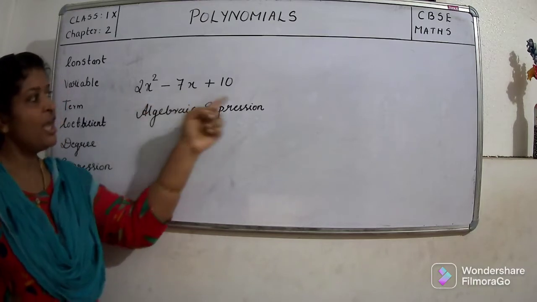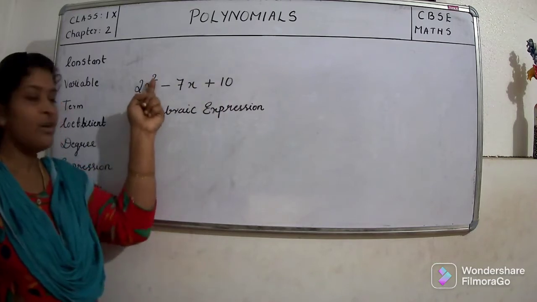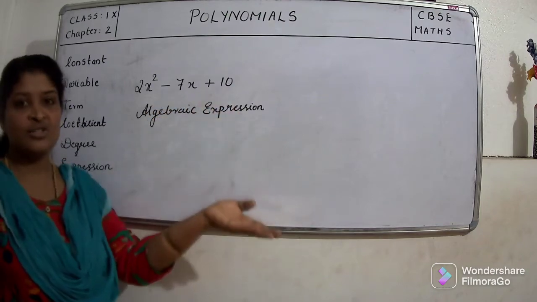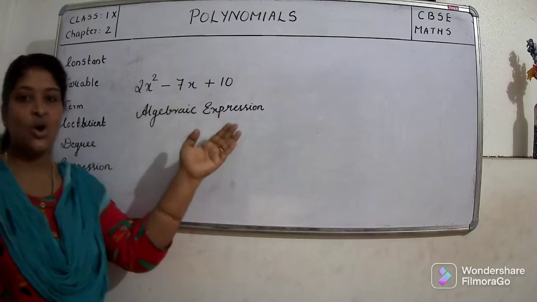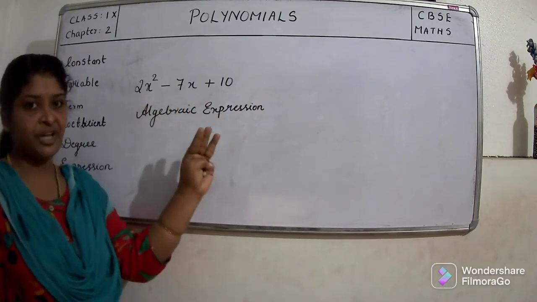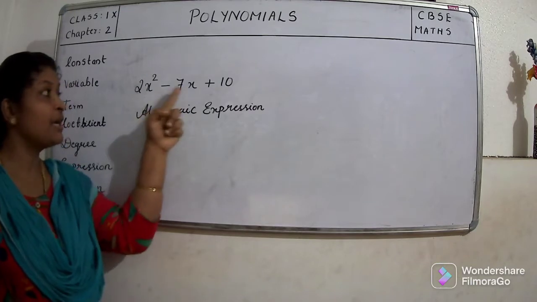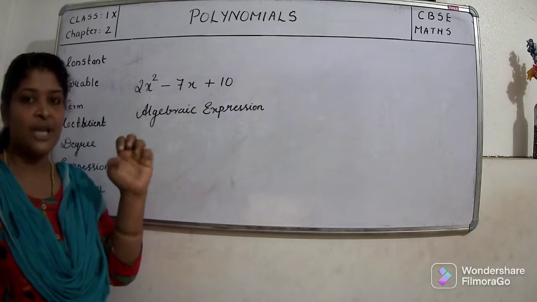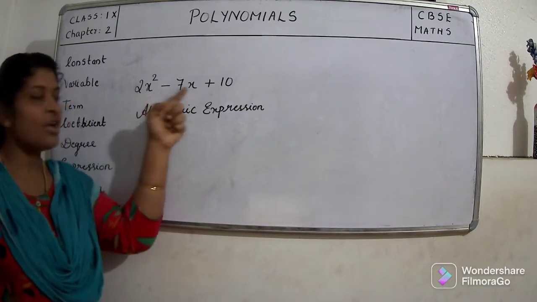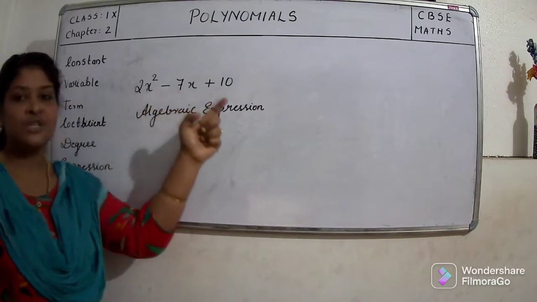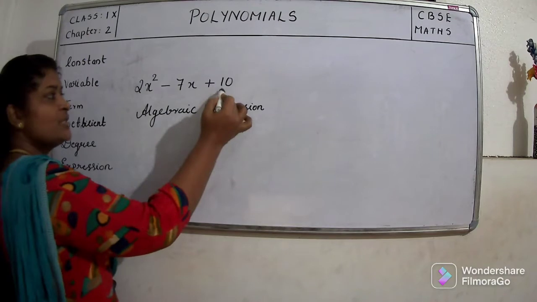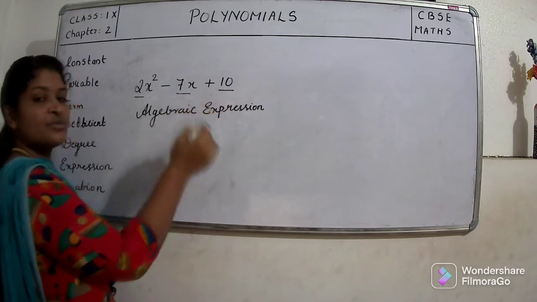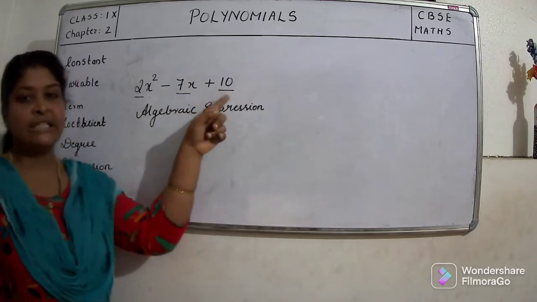2x square is a term, negative 7x is another term, plus 10 is also a term. So in this algebraic expression, a total of 3 terms are there, and the terms are separated by the operation sign. We know the 4 basic operations are addition, subtraction, multiplication and division. Here subtraction and addition separate the 3 terms.